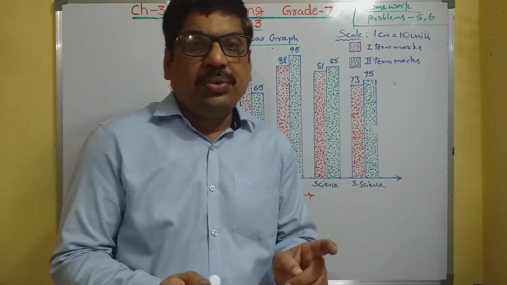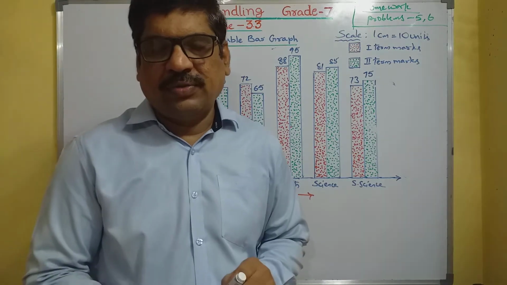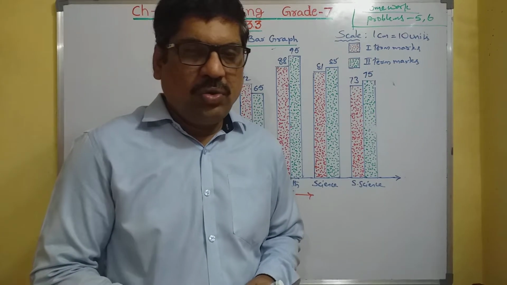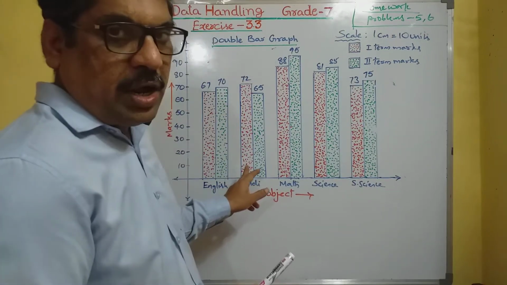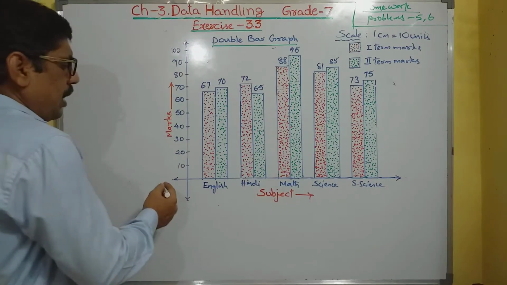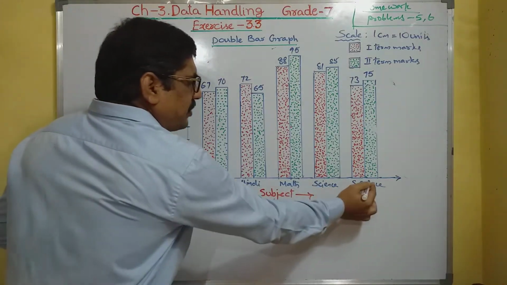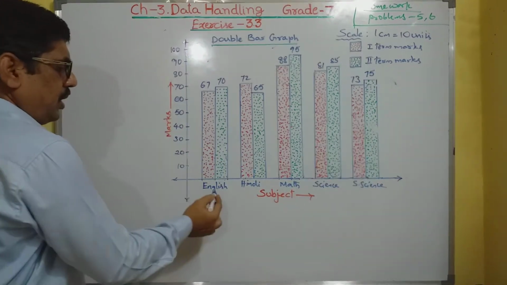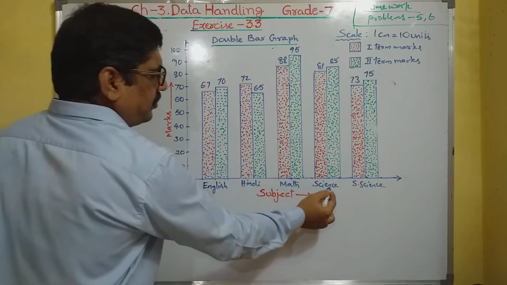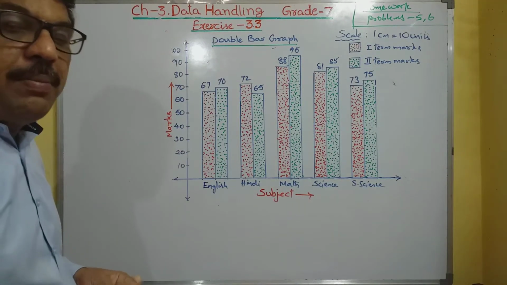Already I taught you how to draw the double bar graph in one of the online classes recently. So, here I have drawn the double bar graph. Please observe carefully. Okay, here I have taken the x-axis and y-axis. On the x-axis I have taken the subjects: English, Hindi, Maths, Science, Social. On the y-axis I have taken the marks.